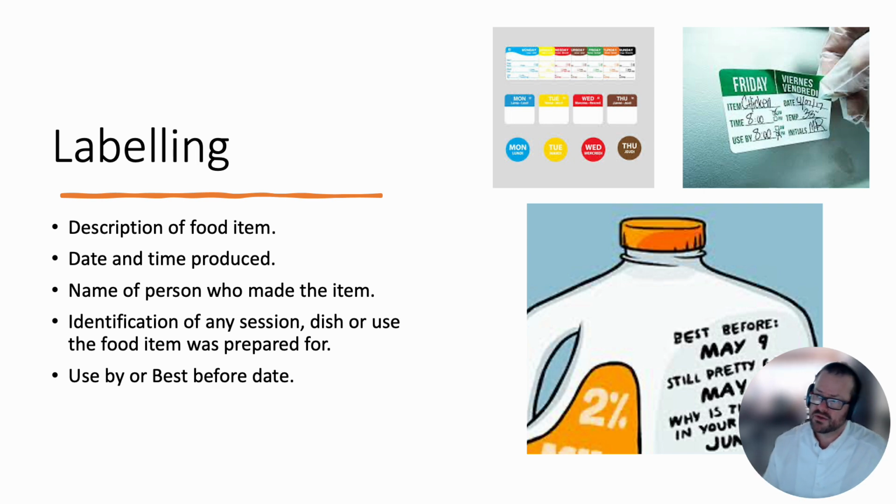They have these day dot systems or color-coded day systems, right? And there's various points that should be included in those labels, from the description of the food item, the date and the time it's produced, who made it, maybe the identification of the session. Maybe it's the dates around when it needs to be used, or when it's created. Okay, pretty standard, but we do talk about labelling, FIFO and stock date codes, stock rotation, at various different points.